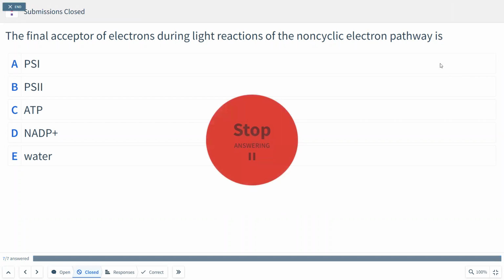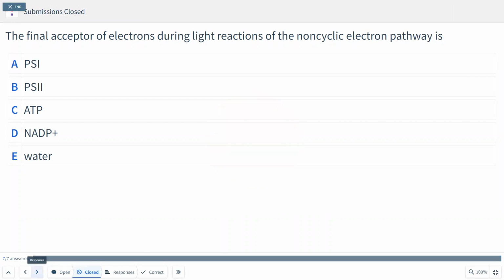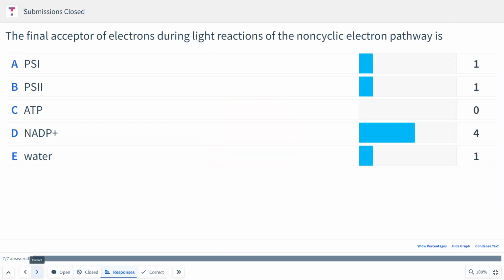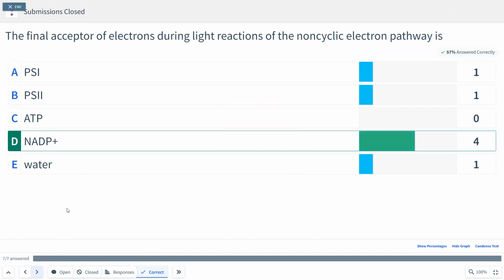Okay, look here. People answered, so it's kind of all over the place. The final acceptor of electrons during the light reactions of the non-cyclic electron pathway is NADP, right? It accepts 2 electrons. We have the enzyme NADP reductase, remember? And that's associated with which photosystem? Photosystem 1, right? All right. Let's go to the next one.